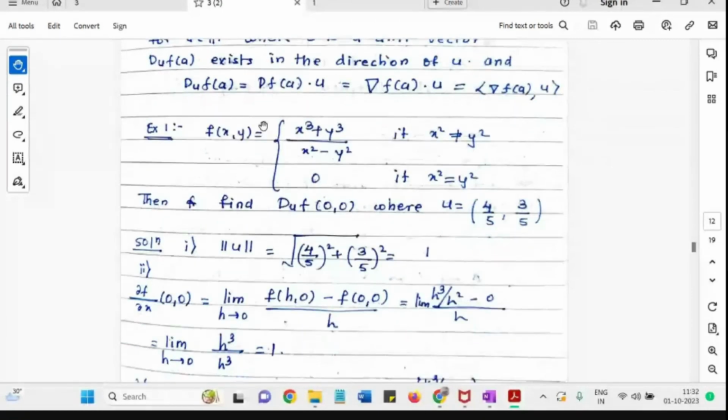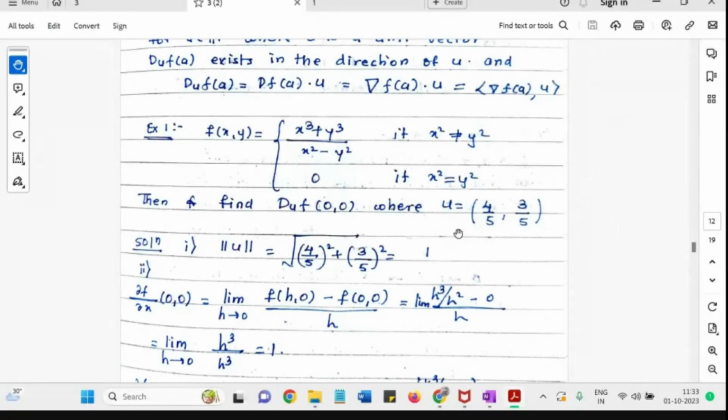So here is a very nice question. I have f of x comma y given by x cube plus y cube divided by x square minus y square if x square is not equal to y square, and it is 0 if x square is equal to y square. My question is to find the directional derivative of f at 0, 0 in the direction of u, where u is the vector (4/5, 3/5). This is one of the JAM paper questions, but I have not mentioned the year. Towards the end, I will share the question bank from the JAM exam that I have taken.